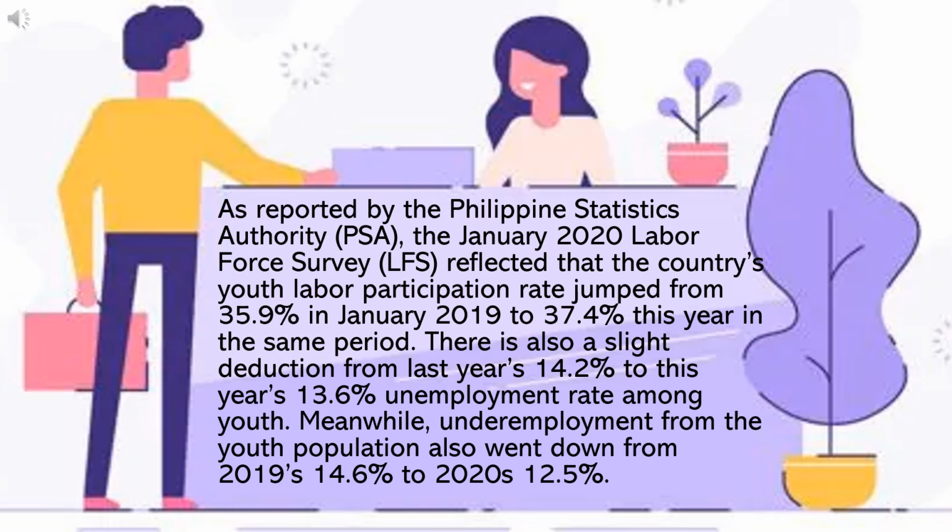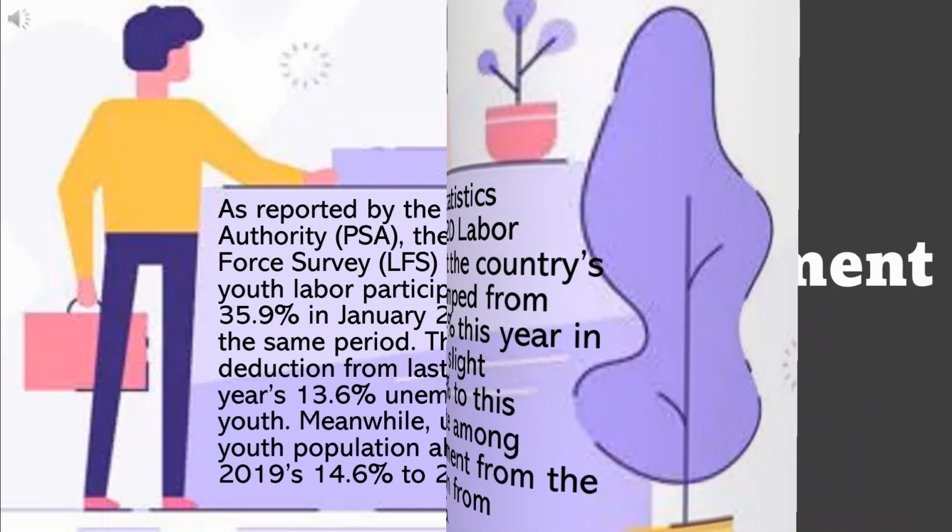There is also a slight deduction from last year's 14.2% to this year's 13.6% unemployment rate among youth. Meanwhile, underemployment from the youth population also went down from 2019's 14.6% to 2020's 12.5%. Though the LFS shows fairly performing youth labor data this year, there has to be a consistent push from different sectors in order to fully minimize the unemployment and underemployment remainders that transpired in the survey.